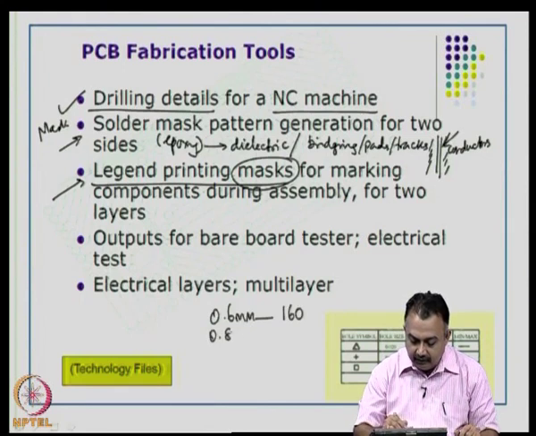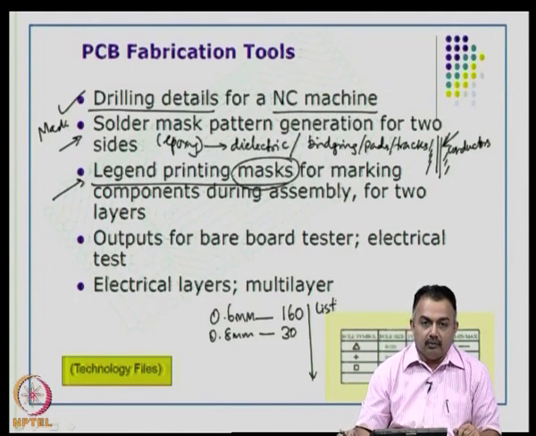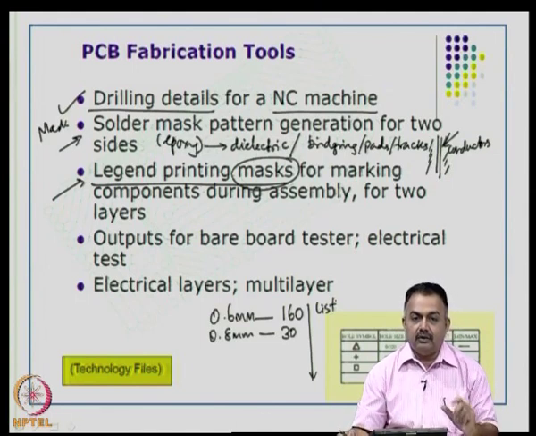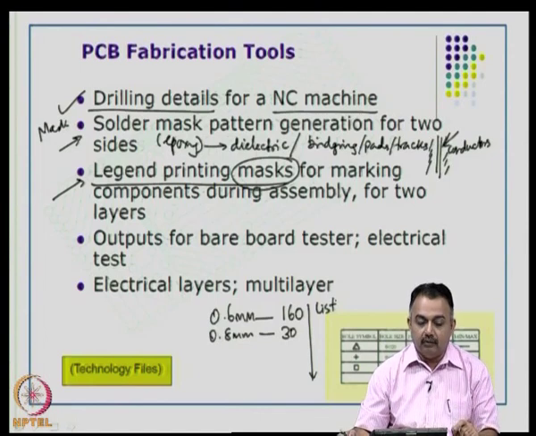Then if you take 0.8 mm, there may be 30 holes. So, this kind of a list is generated by your CNC drill output, and it also gives the XY coordinates of the places where the drilling has to take place, including the mounting holes.